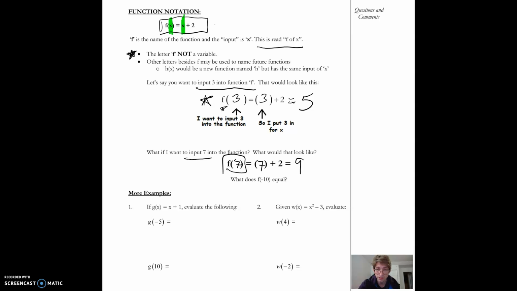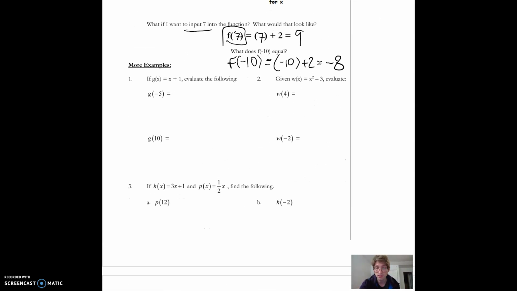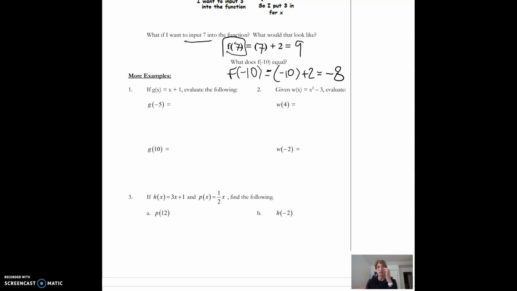Okay, hopefully you wrote something down. So what I would write is f of negative 10 equals, we're going to replace x with negative 10 plus 2. Negative 10 plus 2 is negative 8. Awesome. So the real importance of function notation is here down at the bottom of our sheet.